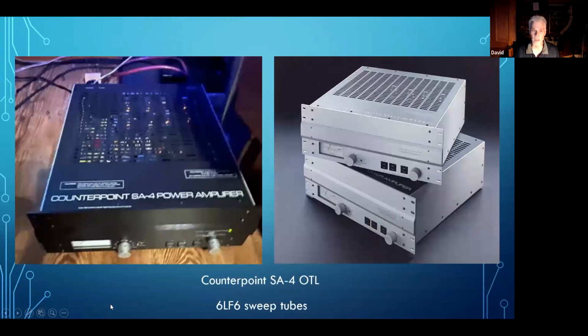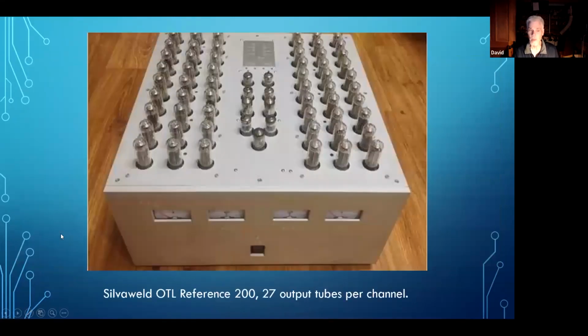One of the better earlier players was Counterpoint. They used TV sweep tubes, a 6LF6. They showed for quite a few years at the hi-fi shows. Probably you've seen them, or you saw some of these amplifiers. This one I'd never seen, but I ran across it. 27 output tubes per channel. It says Reference 200. It's probably 200 watts per channel, would be my guess.